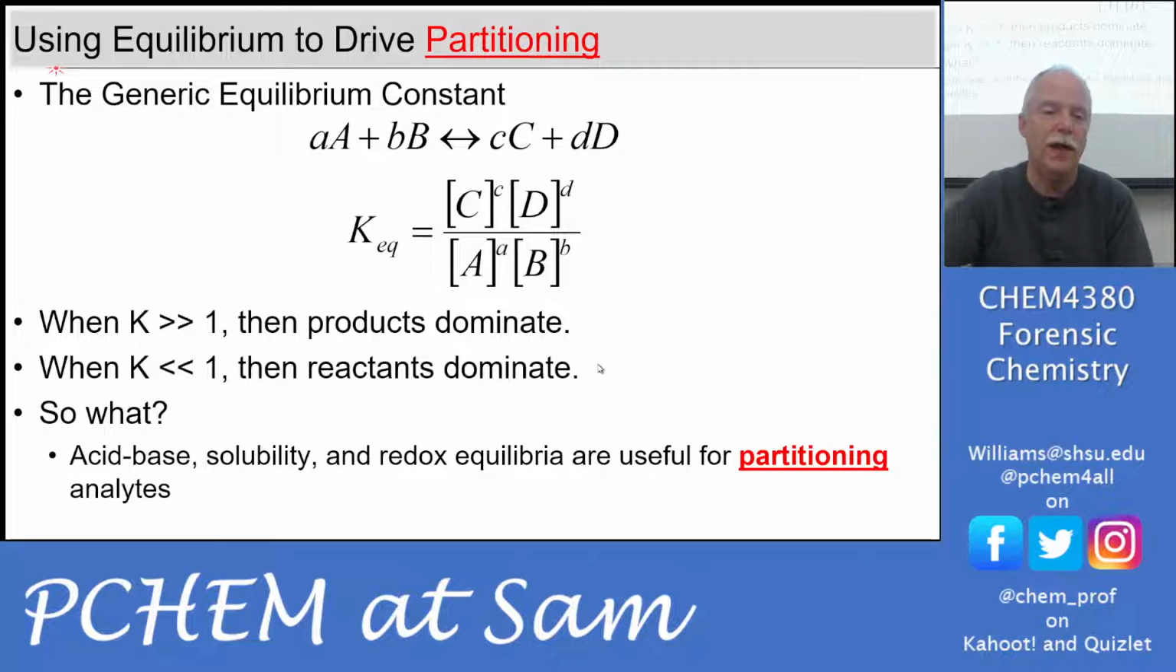So what do we do with this? Well, acid-base solubility and redox equilibria are useful for partitioning your analytes. So we can use this, especially pH and solubility, to really drive our reactants or whatever species we're interested in. Let's say we're interested in C. So we might adjust the pH so that products dominate, and then we get C. If we're interested in B, then we would have to adjust the pH so that reactants dominate. We would drive this reaction backwards and force it to be mostly B.